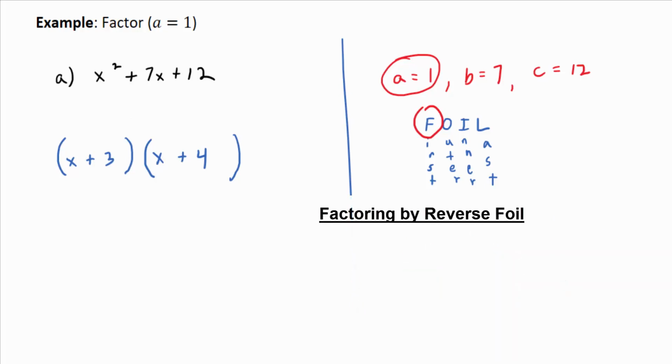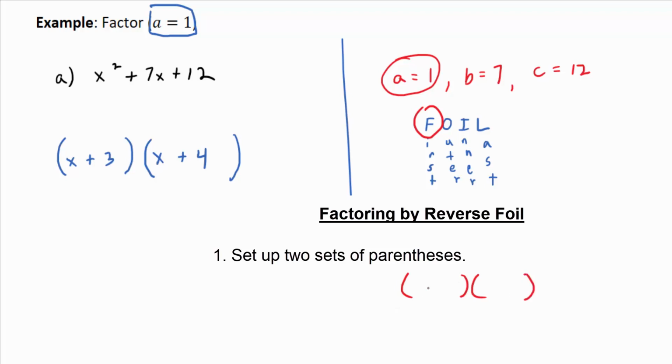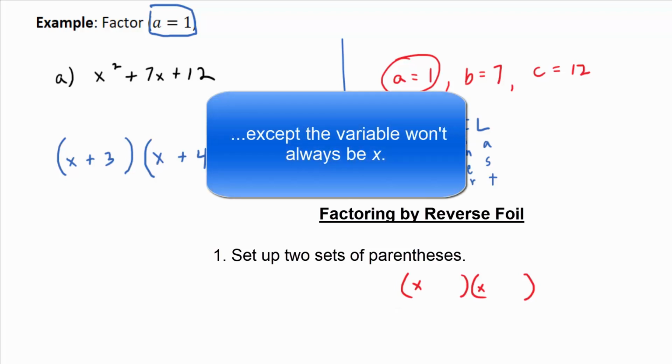The main method is reverse FOIL, so in step 1, set up two sets of parentheses. This works when a equals 1. Your two sets of parentheses will be of this form, and then you'll automatically set it up to be x times x. That's how it'll be every time for the first term.